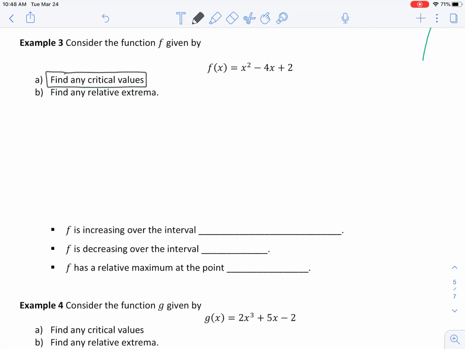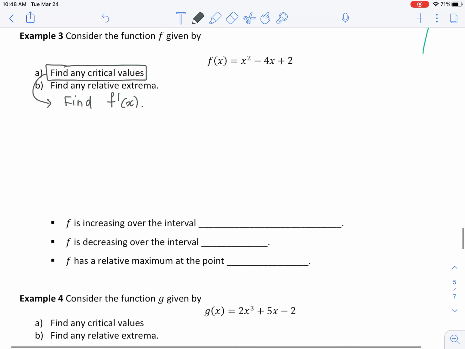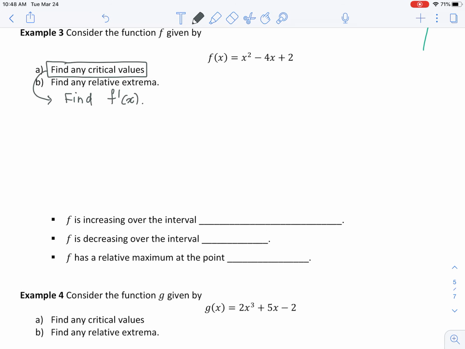So start by finding f prime of x, okay? Start by finding f prime of x. All right. f prime of x is equal to, taking the derivative, 2x minus 4, right? Now let's think about this. This is a linear function, 2x minus 4. This is defined everywhere. So we're not going to have a point where the derivative doesn't exist.